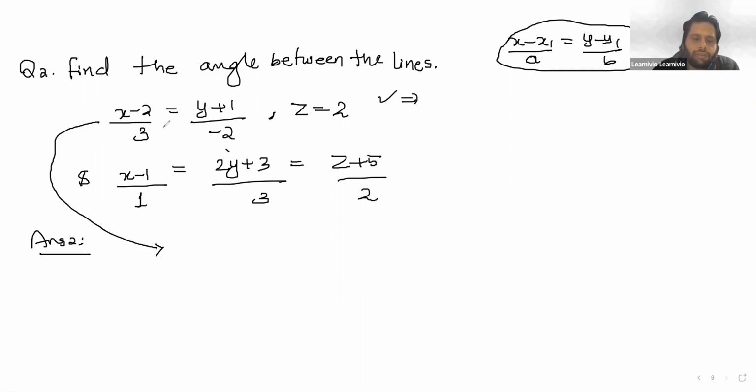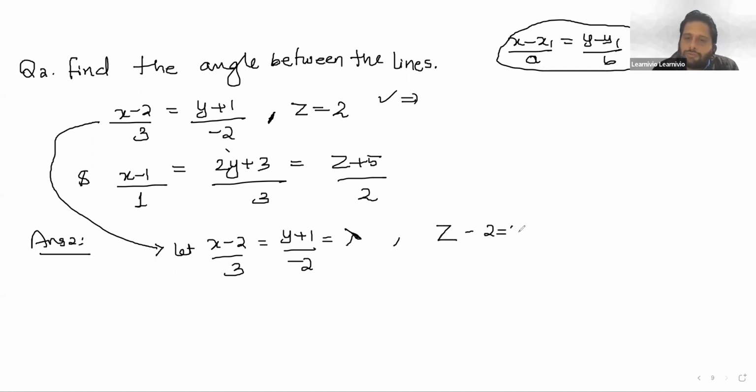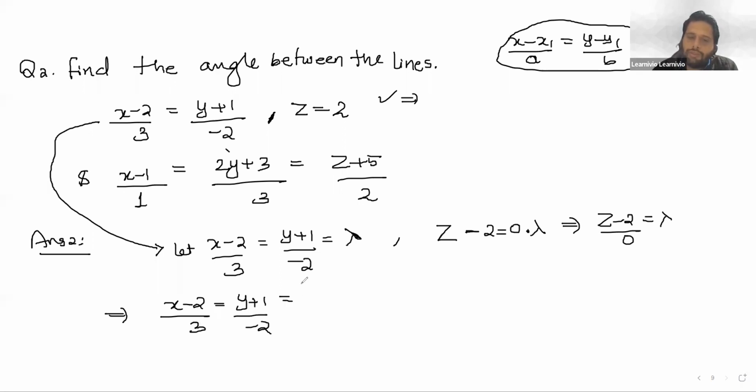Okay, now what we can do here, check this. Here you have a comma. So x minus 2 by 3 is equal to y plus 1 by minus 2. Let this be equal to lambda. That's fine. But what about the z? The only solution which I can see here is we can shift this, it becomes 0, and we do not have a lambda here. So we can multiply this with a lambda. So we will get z minus 2 by 0 is equal to lambda. So the equation you will get, check here: x minus 2 by 3 is equal to y plus 1 by minus 2 is equal to z minus 2 by 0.